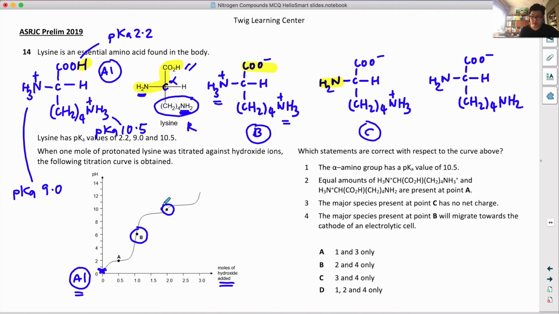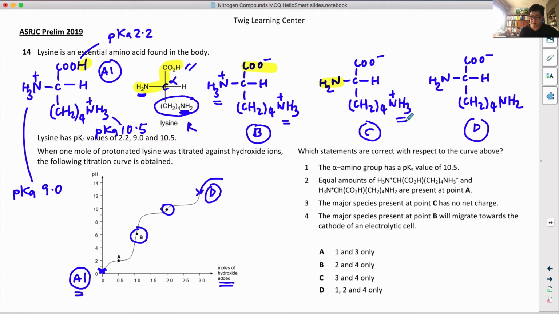The graph didn't show the last equivalence point, but I'll just let it be, which is actually D. If you have to draw it out, this is probably D, and this is where the last acid will be neutralized. Okay, let's run through the answers now.